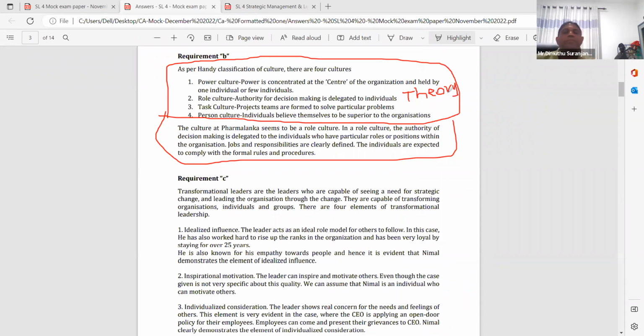The second part, application. We just introduced the four cultures of Handy. Then come to the facts given and say this is role culture. Why do you say role culture? You say authoritative decision making is delegated. See, delegated. Jobs and responsibilities are clearly defined. Then individuals are expected to comply with formal rules and procedures. So it is extracted from the facts given, and based on that you say this is role culture, right? So any questions on that?